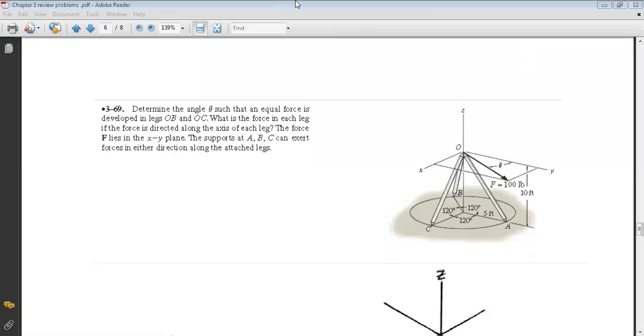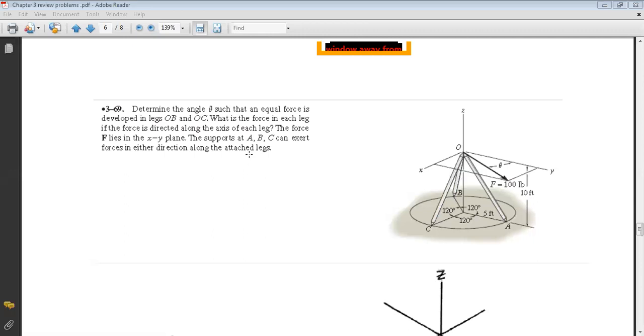Okay. So let us continue with this problem. Determine the angle theta such that an equal force is developed in legs OB and OC. What is the force in each leg if the force is directed along the axis of each leg? The force F lies in the XY plane. The supports at A, B, and C can exert forces in either direction along the attached legs.